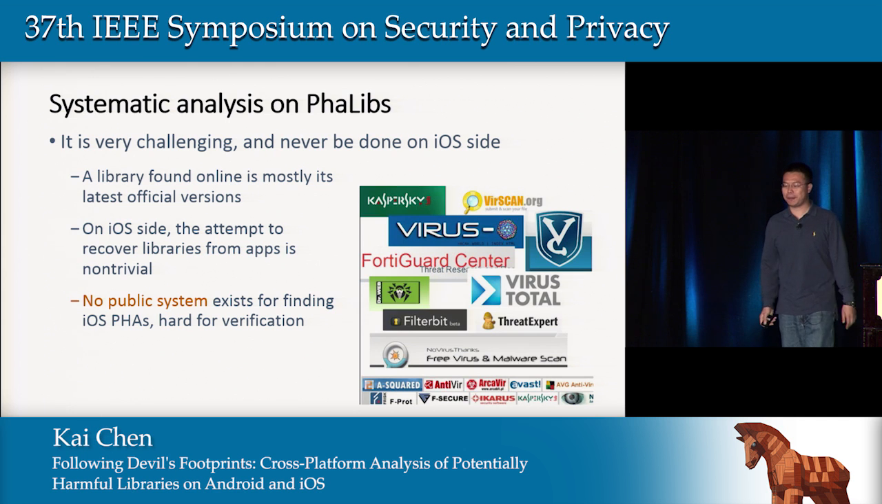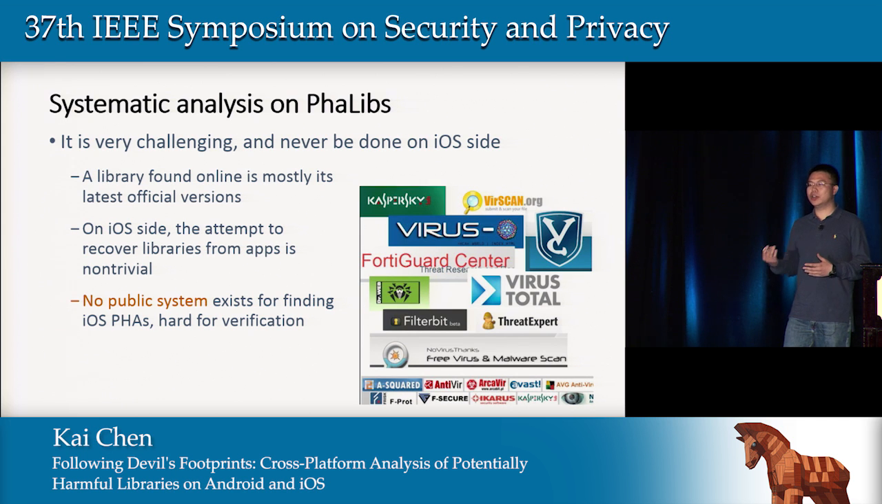So we want to do research on these potentially harmful libraries, but it's very challenging, and it has never been done on the iOS side. Mainly there are three reasons. The first one is that a library found online is mostly its latest version. Usually in the latest version, we cannot find the potentially harmful code. If we want to find other parts of the code, we need to collect the apps and extract the specific version of the library from them.